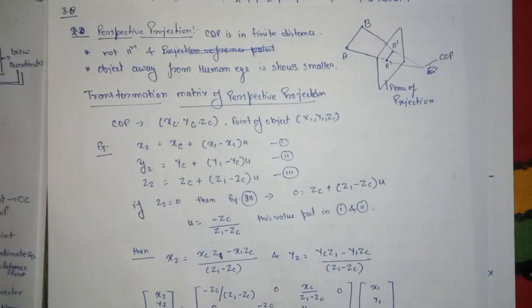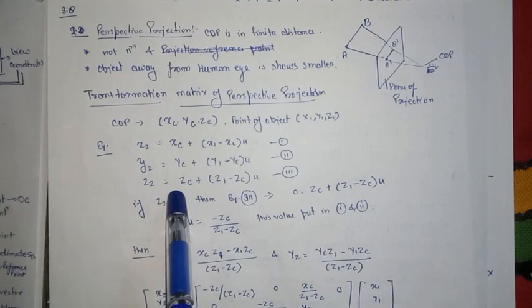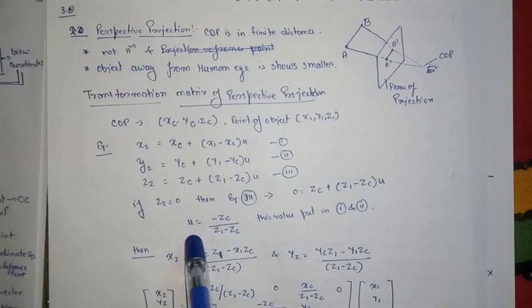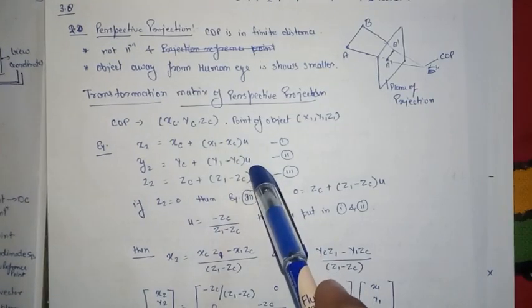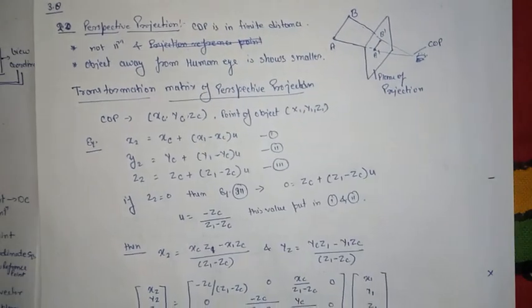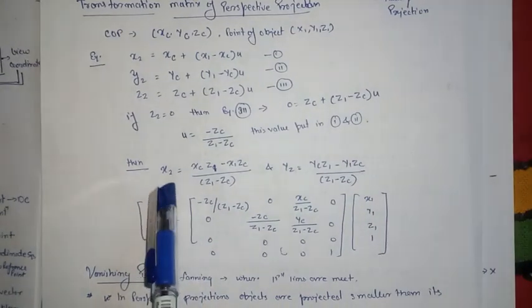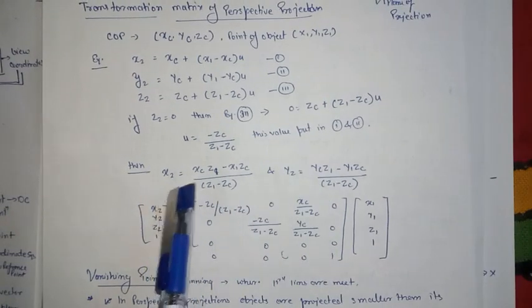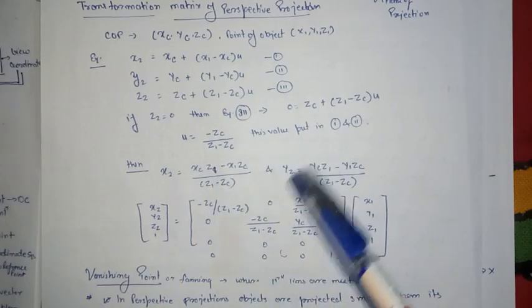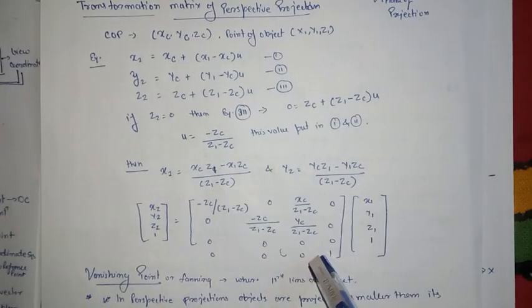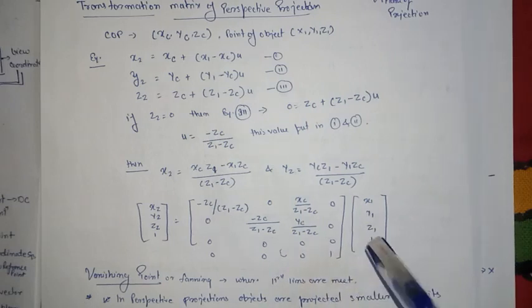Now the 3D object is coming onto a 2D plane, so we have to talk about a two-dimensional plane. It means the z value will be put as zero. We put this z value in equation 3 to find the u value, and then put the u value in equations 1 and 2. After that, you can find the values of x2 and y2. After this, you can make the matrix, and the matrix is like this. This is called the transformation matrix of perspective projection.